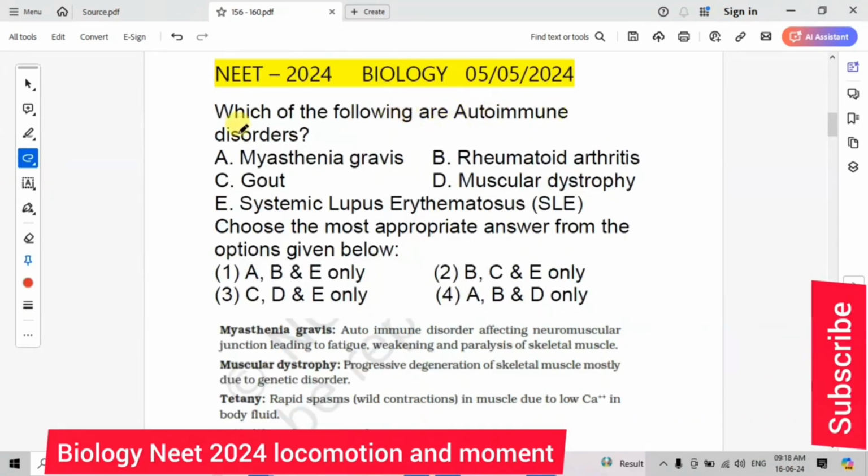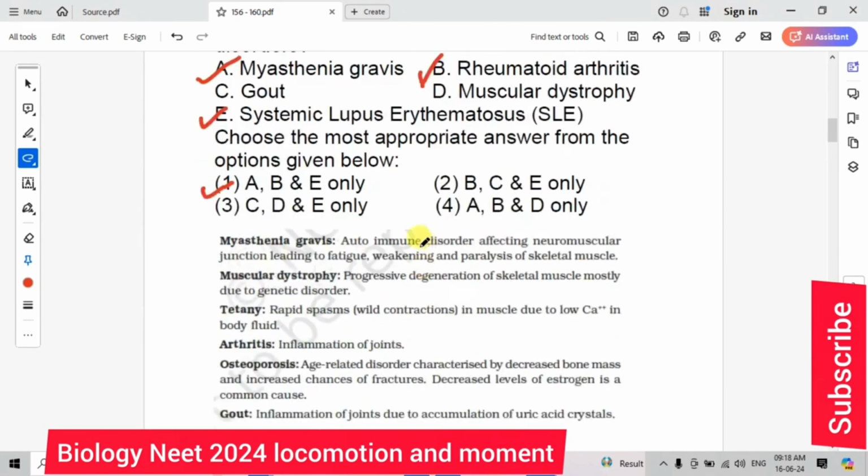Which of the following are autoimmune disorders? It is myasthenia gravis, rheumatoid arthritis, and E, systemic lupus. The option is A, B and E. Option 1 is the answer, and this is from the chapter known as locomotion and movements.